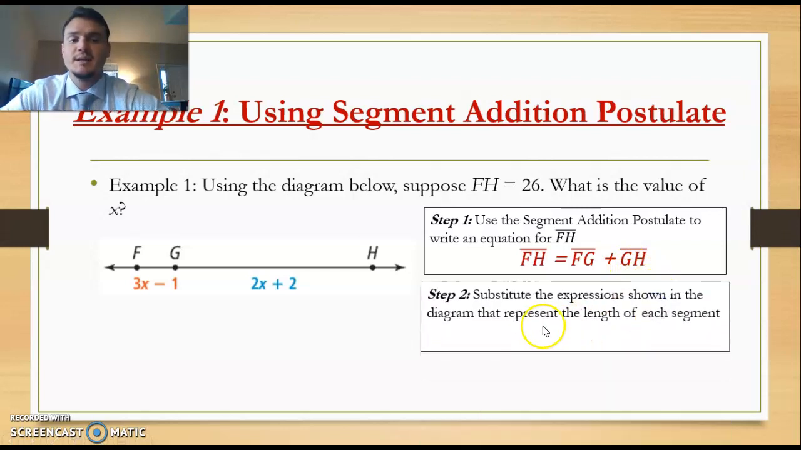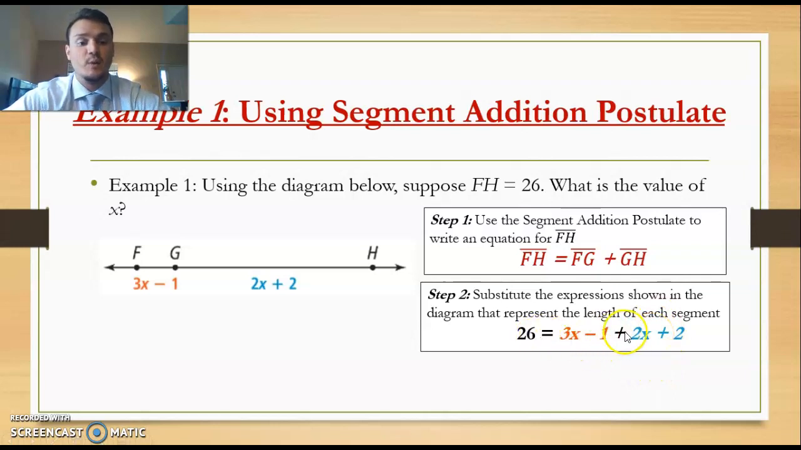Next, what we can do is substitute the expression shown for each of these segments into the equation. So let me plug that in real quick. FH, they tell us, is 26, so that's where the 26 comes from. FG is represented by the expression 3x minus 1, so that's where that comes from. And GH is represented by this expression right here, so that's where that comes from.